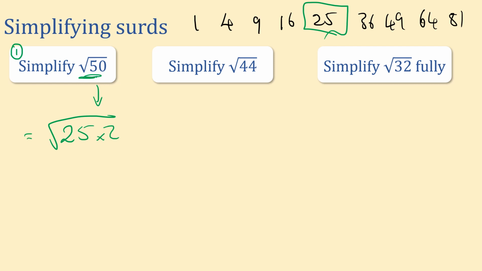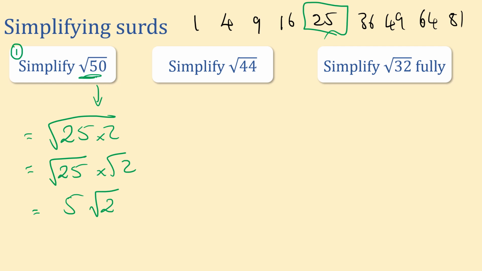Then I'm going to apply that first law of surds, but in reverse. I'm going to split that up into the square root of 25 times the square root of 2. And now I know the square root of 25 is just 5. And then I'm going to multiply it by root 2. I'm not going to write in the multiplication symbol. I just write it as 5 root 2. Okay, there we go. So those things are equivalent, and that is considered a simpler form.